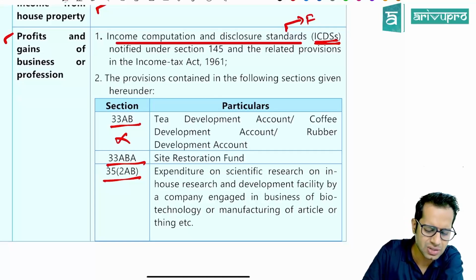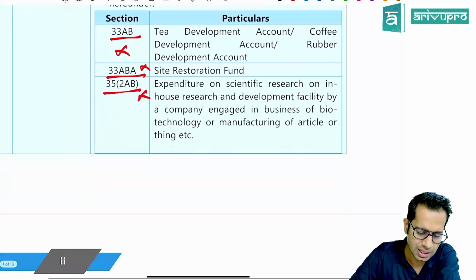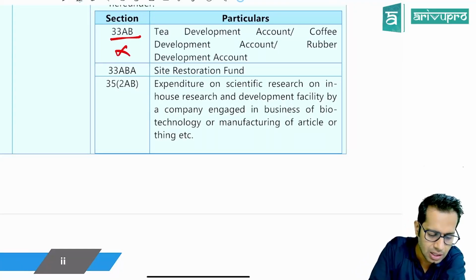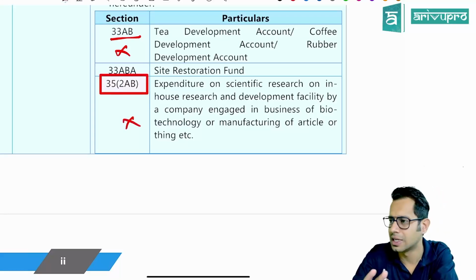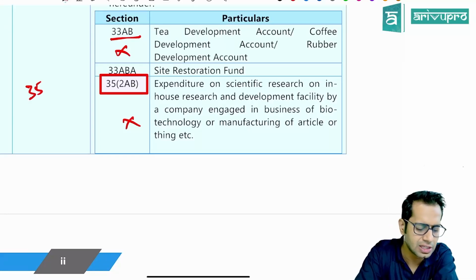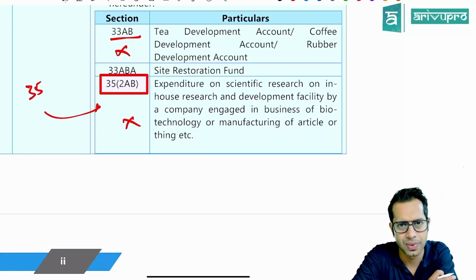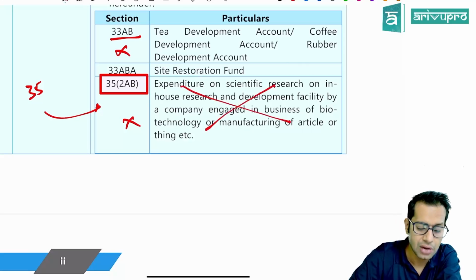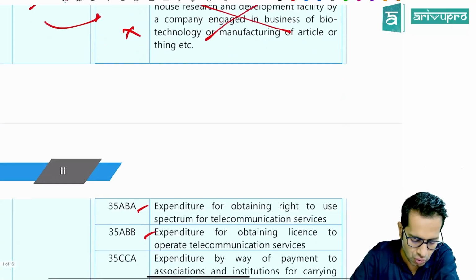See, we have not discussed what this 33AB is talking about, tea, coffee board, etc. What is this section 35(2)AB? We have discussed it in the classroom, correct? Now you don't have to study this. Section 35, which talks about scientific expenditure, if you remember, we discussed this point also. You don't have to study this point. So this is one exclusion which we discussed in the classroom, but you don't have to study.